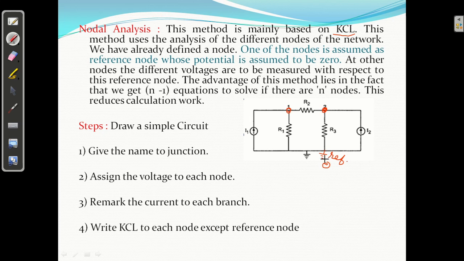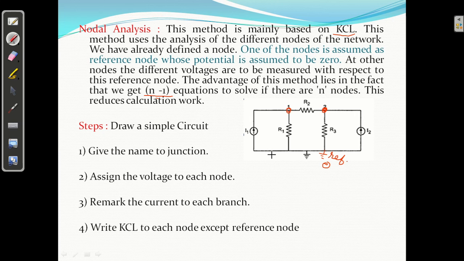If you know its potential, there is no need to write an equation for it; only for these two, 1 and 2, we have to write 2 equations. This means you have to write one equation less than the number of nodes; n minus 1 equations will be required. So this becomes more simple. If it is a 4 loop problem, 4 loops will be formed with KVL, but the same problem by KCL will require only 3 equations, not more than that. That is the beauty of the nodal analysis method.